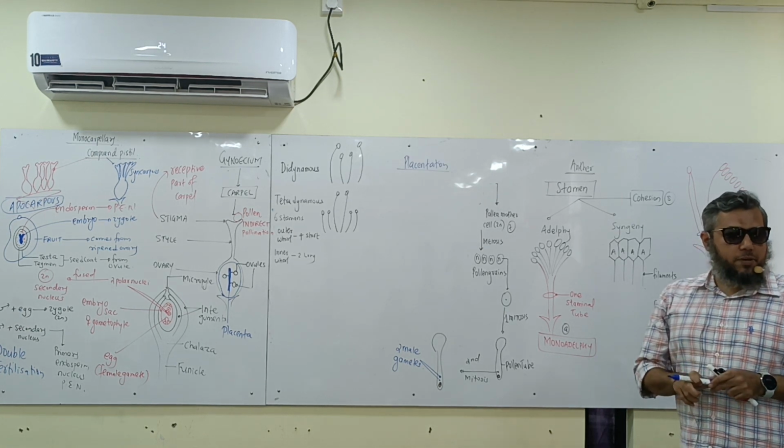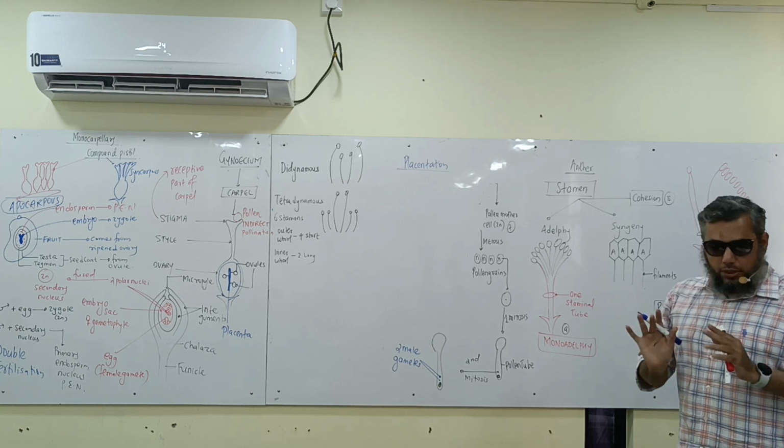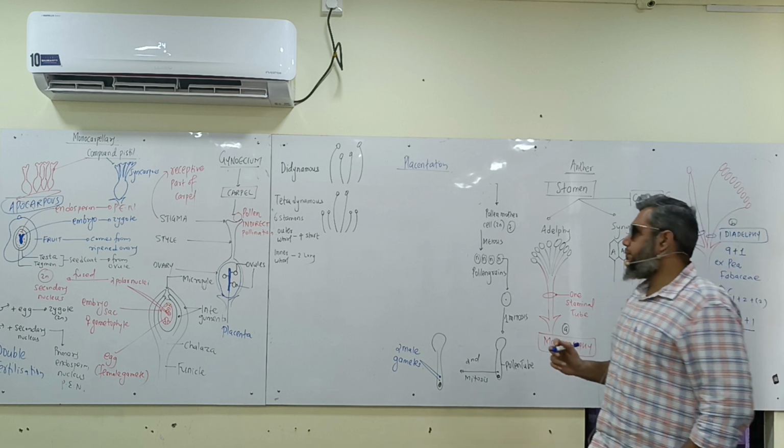Okay, what is placentation? Arrangement of ovules in the ovary is called placentation. So the first diagram, A1.